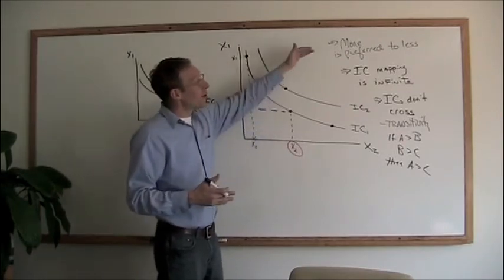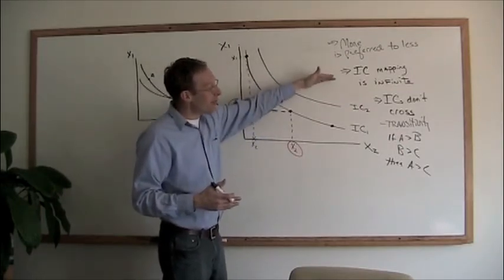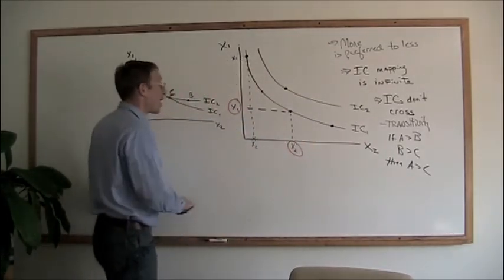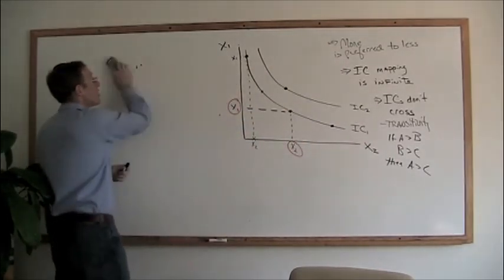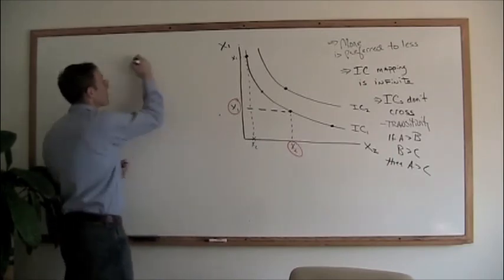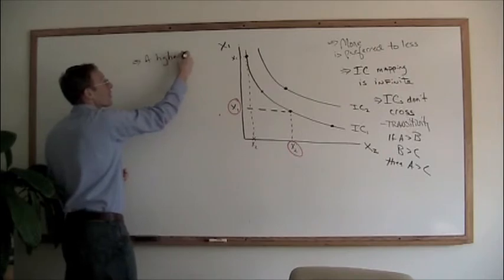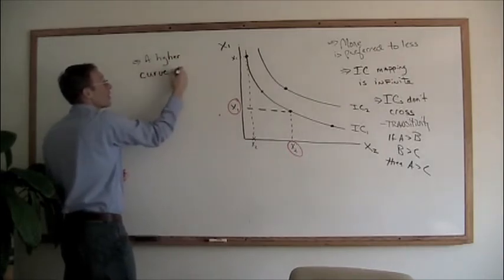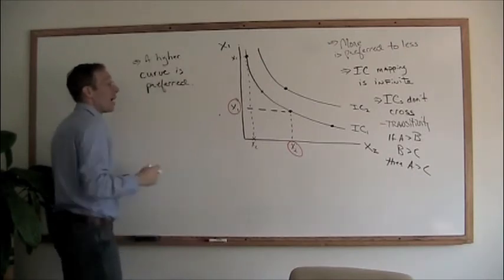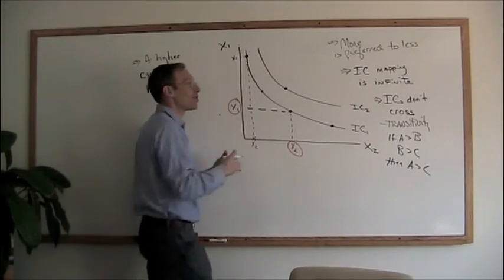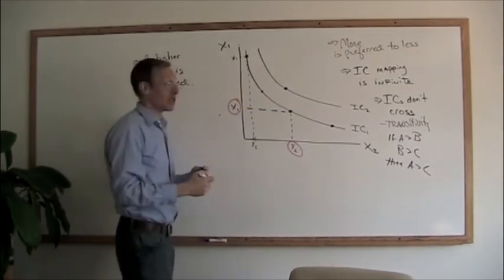So we have more is preferred to less, indifference curve mapping is infinite, the lines don't cross, and that leads us to a fourth assumption about indifference curves, which is this. A higher indifference curve is preferred. And what do we mean by higher? Well, typically we mean moving to the northeast.